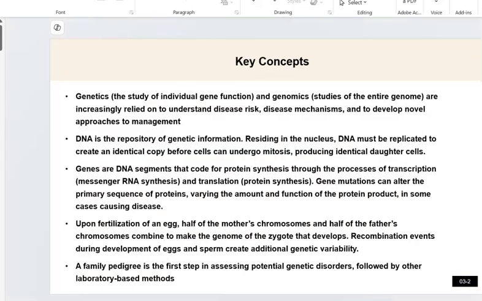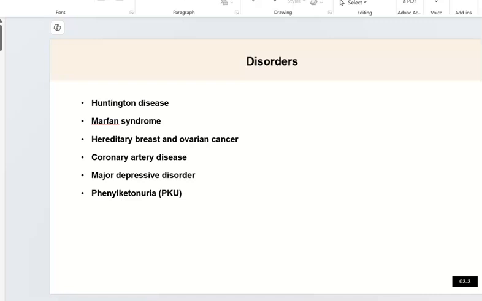Key concepts are listed here. This also comes at the end of your chapter, and I will let you guys read through that a little bit later.